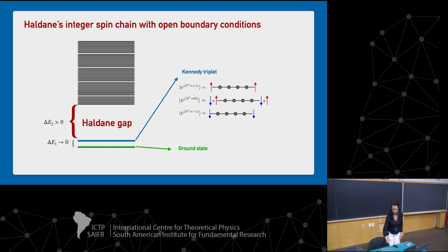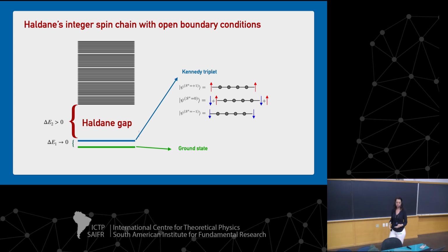So if I blow up this picture a little bit, there is the ground state. Above it, there is the first level, which is not a single level, it's a triplet, which has become known as the Kennedy triplet, and has edge states. So the edge states are starting to show up here, and above it, there is this gap, which is larger and does not go to zero when your system is very large, and is the Haldane gap.